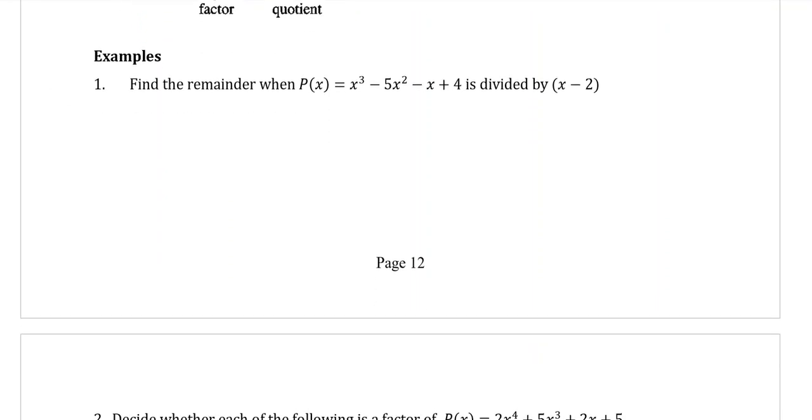Question number 1. Find the remainder when the polynomial is divided by x minus 2. If I'm dividing by x minus 2, I want to sub in p of a positive 2. It's always the opposite symbol. And I sub that into my polynomial where the x's are. So that will be 2 cubed minus 5 times 2 squared minus 2 plus 4. And you calculate that, and we get negative 10. So that means the remainder is negative 10, and I didn't even have to do a long division.